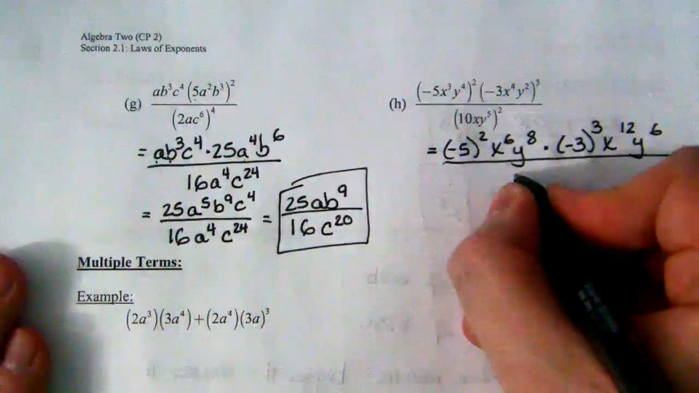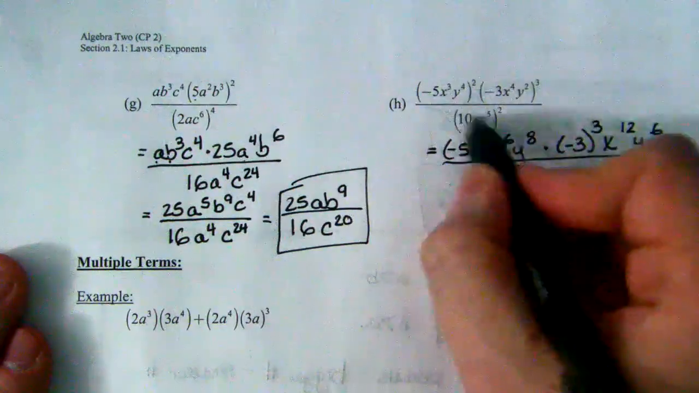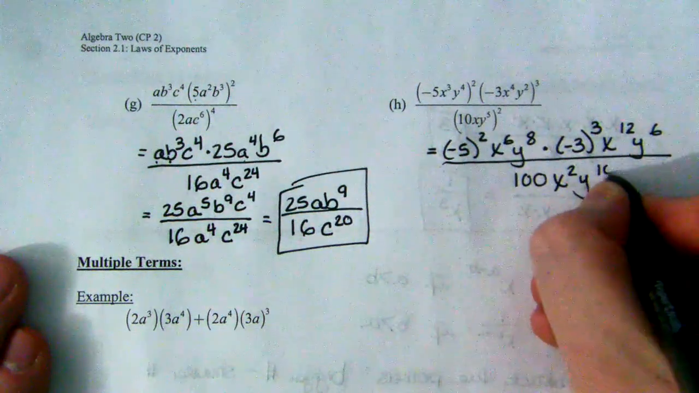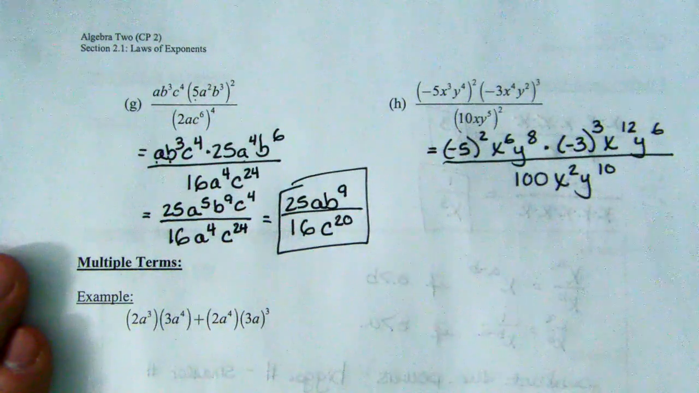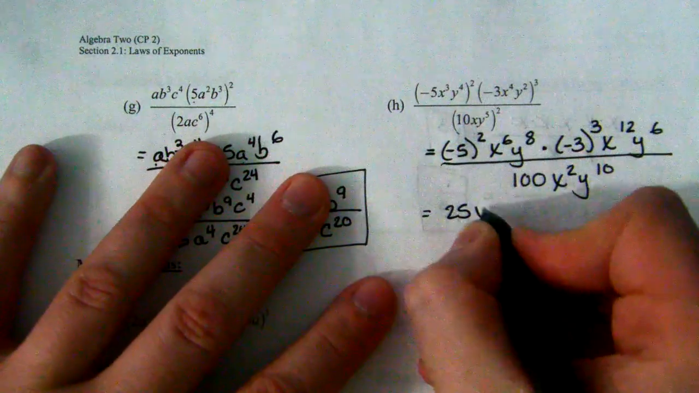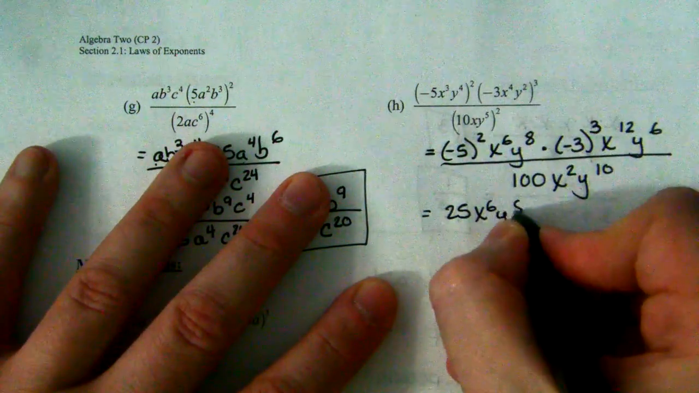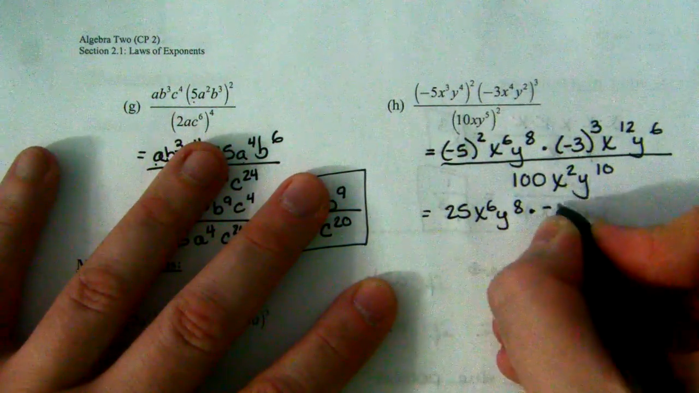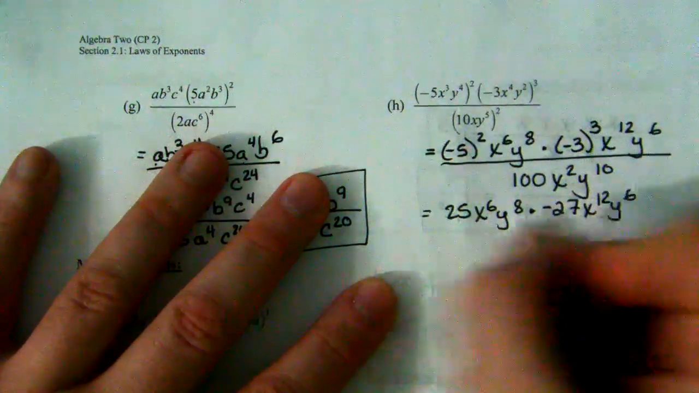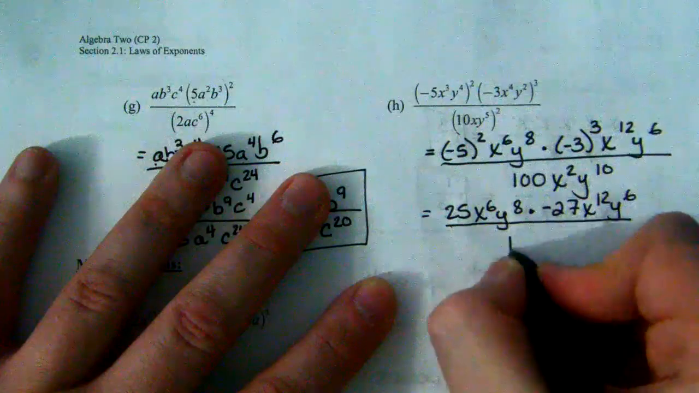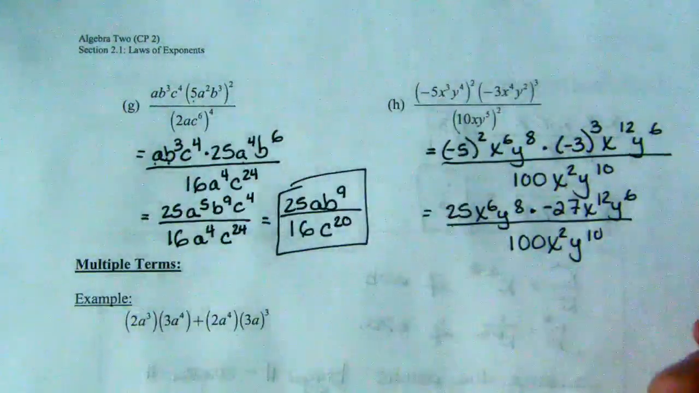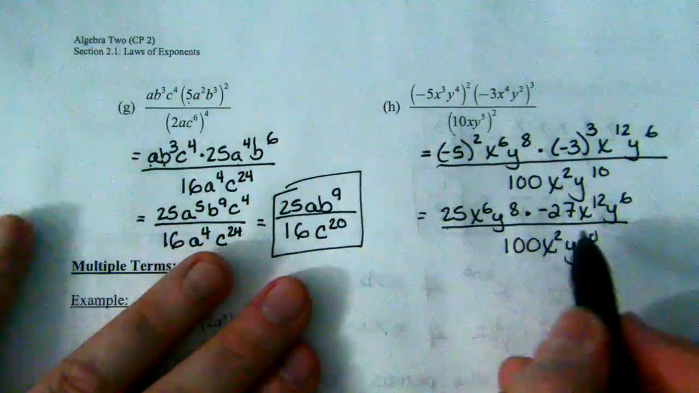So the bottom, I'm just going to say is 100, because this is already a positive number. I can handle that. x to the second, y to the 10th. So up top, I have a 25, x to the 6th, y to the 8th, times negative 27, x to the 12th, y to the 6th. Denominator is 100, x squared, y to the 10th. Well, I should multiply those things.